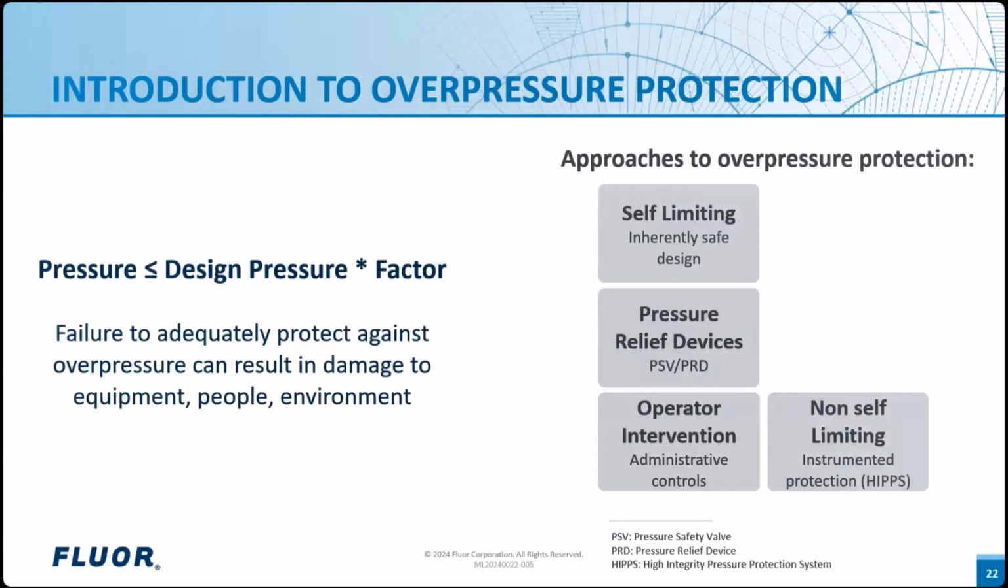The purpose of overpressure protection is to ensure that during credible upsets, the pressure does not exceed code-prescribed limits. The allowable factors are prescribed by codes such as the American Society of Mechanical Engineers, or ASME, Section 8. Failure to adequately protect against overpressure can result in damage to equipment, people, and the environment.